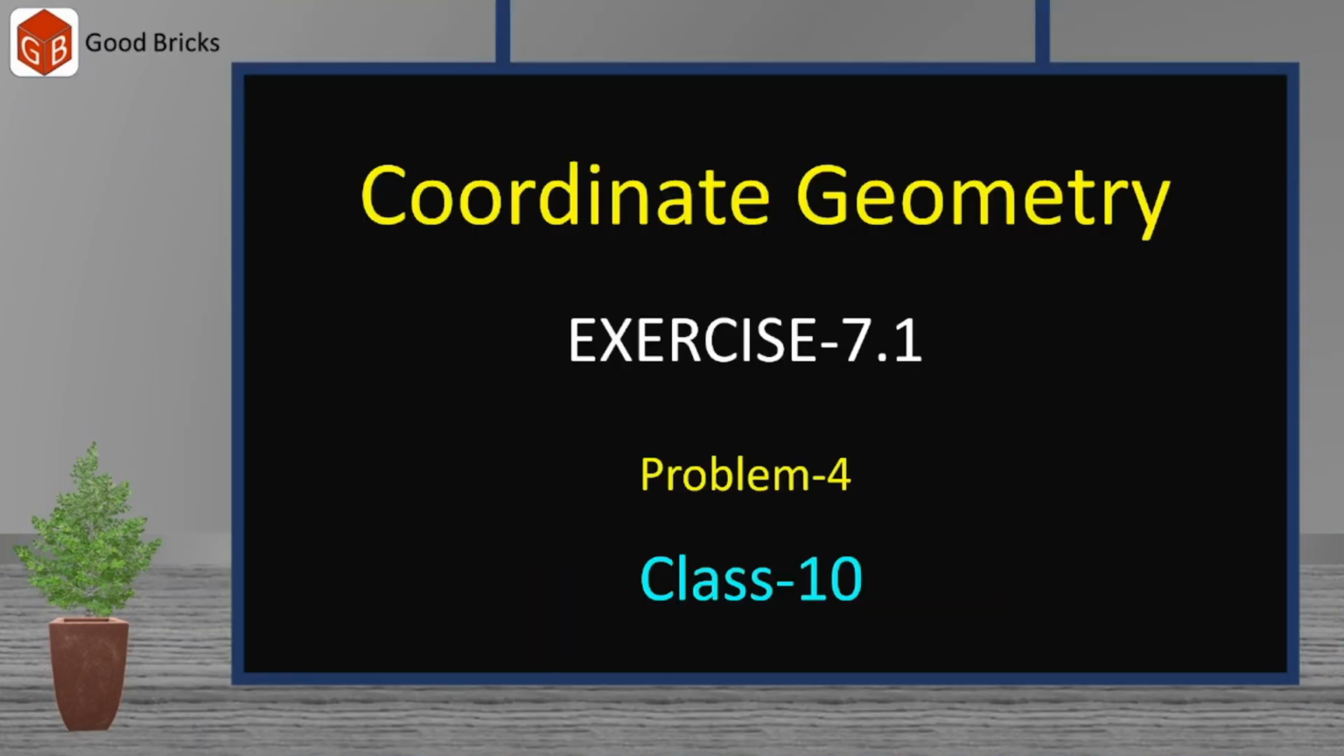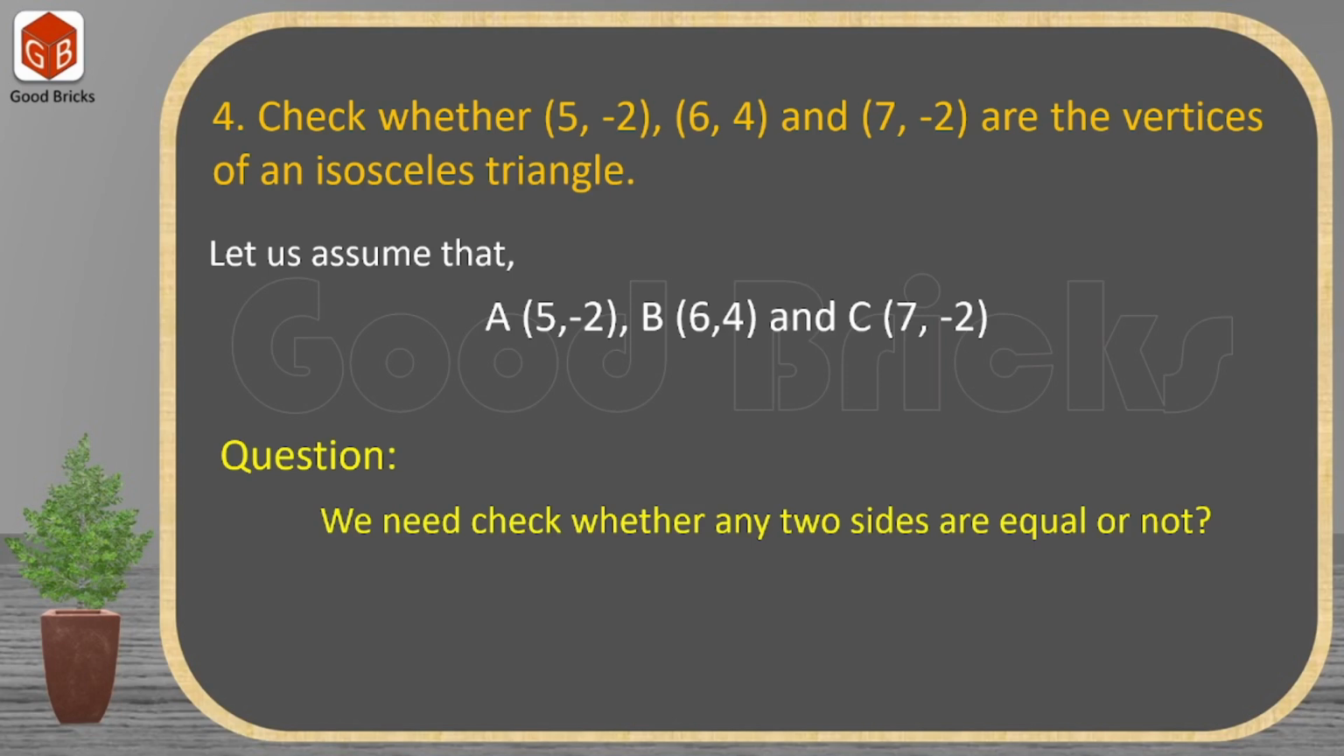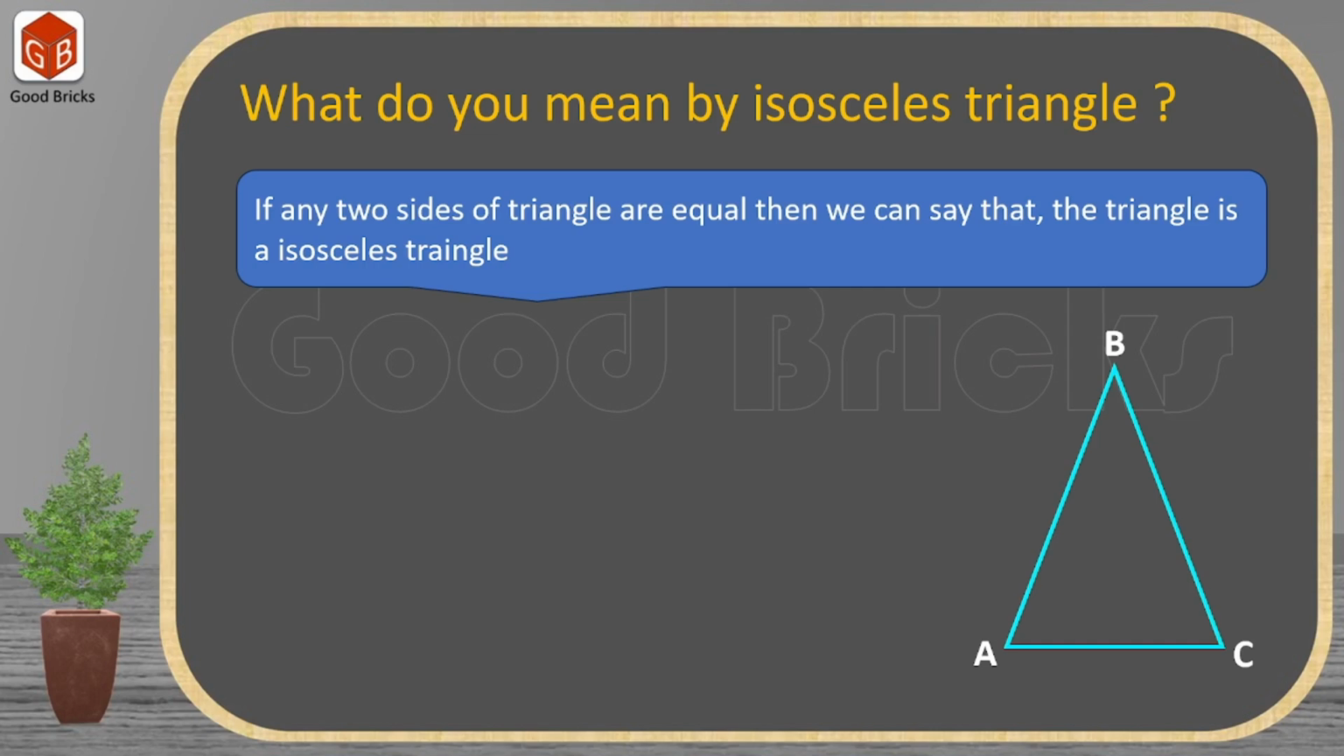Let us now solve problem 4, and here 3 points are given. Let us assume them as point A, B and C. Now the question is whether these 3 points will form an isosceles triangle or not. You might be getting a doubt: what is an isosceles triangle?